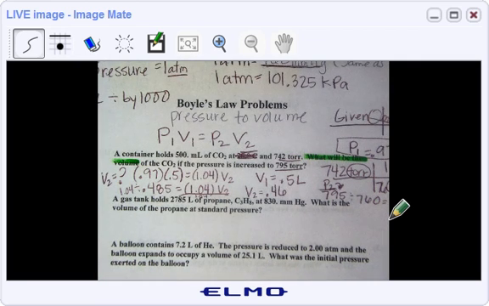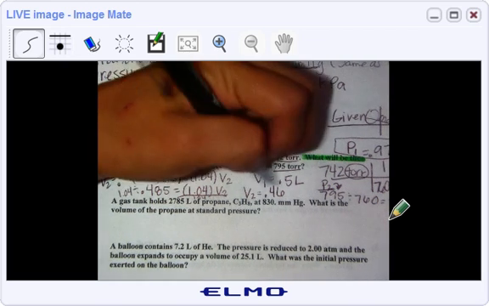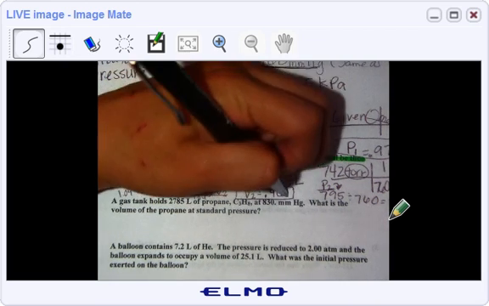Jonathan, what did you get for V2? I'm going to wait for you. James, what did you get? Yes, 0.46. Did anyone else not get 0.46? So that's what V2 is.